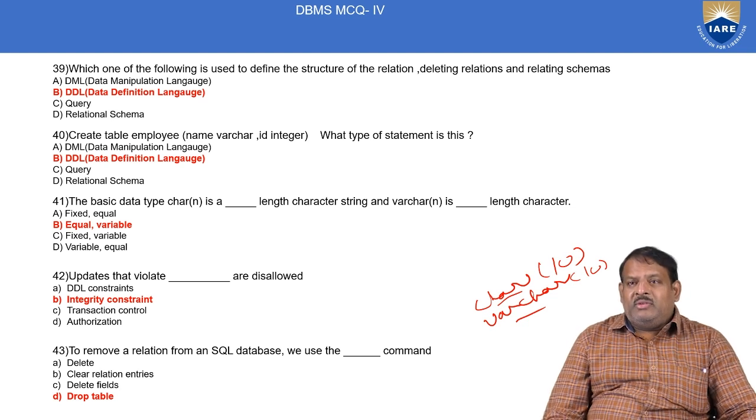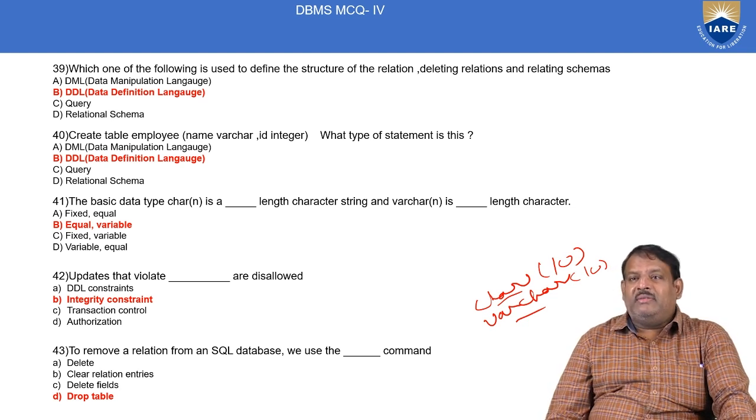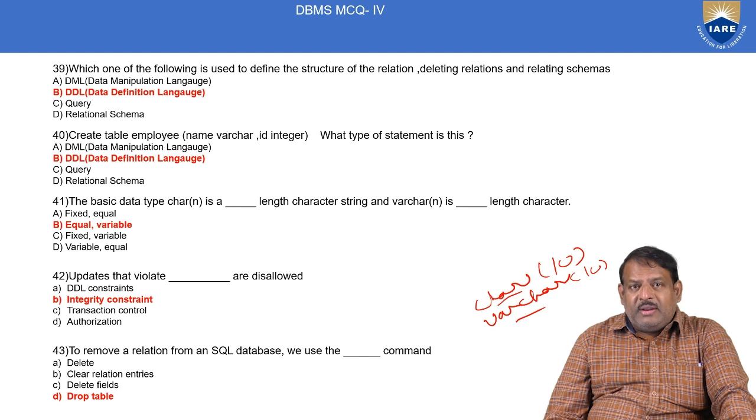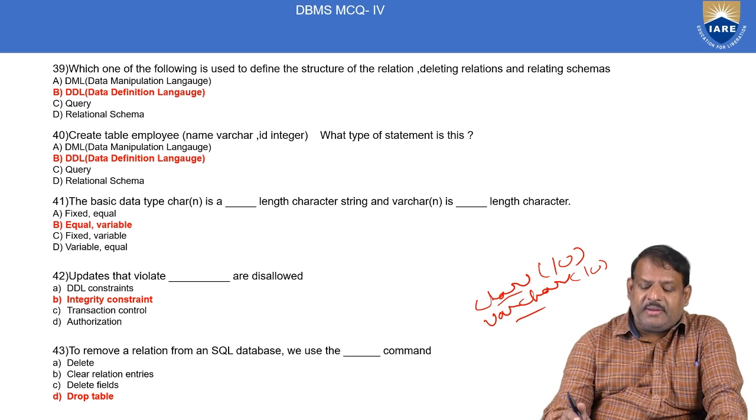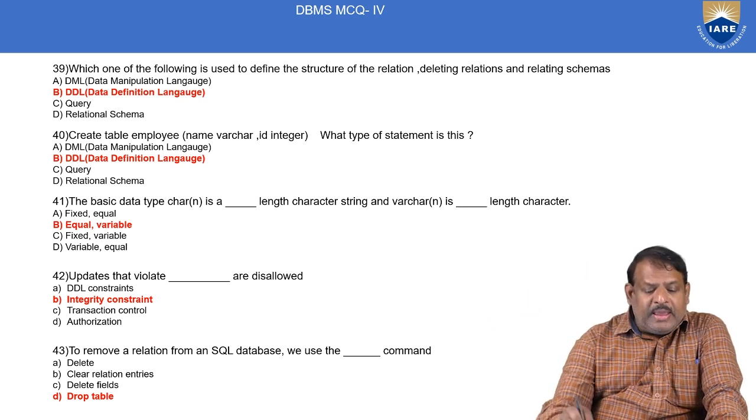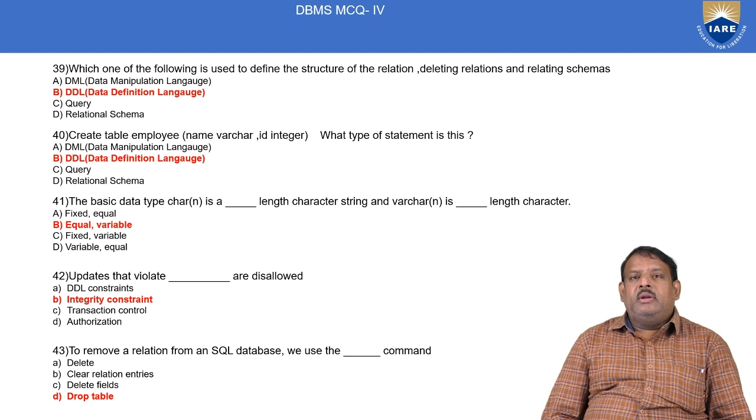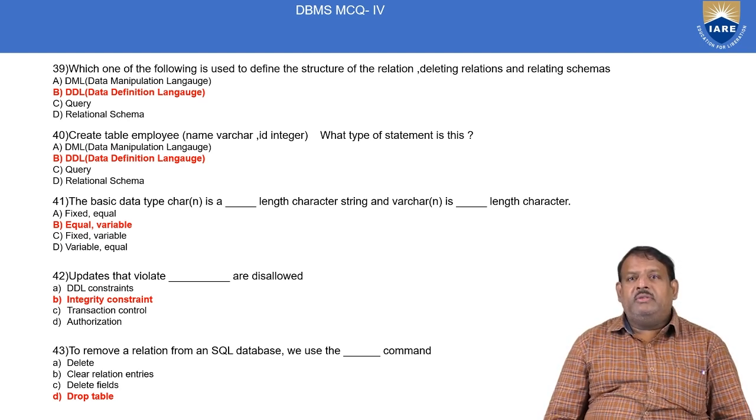So varchar is a variable length character, whereas char n is fixed or equal. It is fixed or equal characters. So the answer could be equal and variable, or fixed and variable. We'll go with equal and variable. That is the answer for the 41st question.